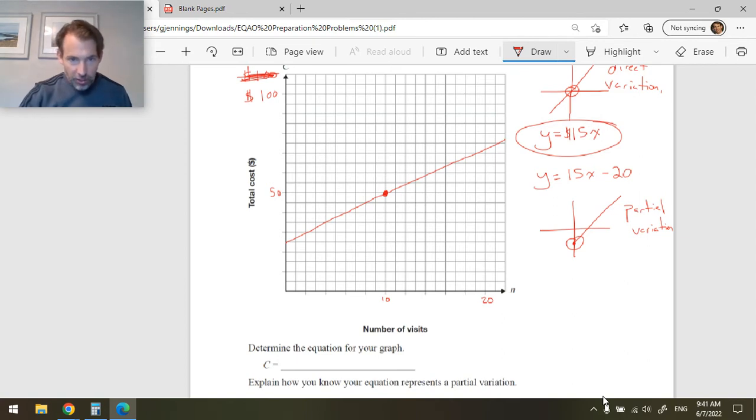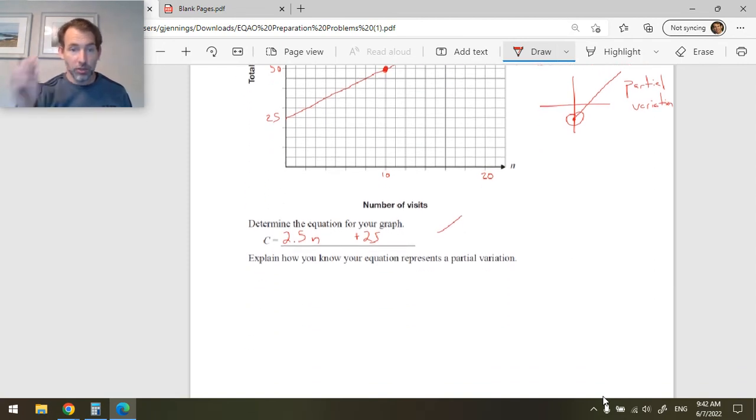So this is 25 here, and so it will be C equals something plus 25. The b value is 25, and then what's the rise and the run? Well, it rose by $25 after 10 visits, so that would be 2.5 times the number of visits plus $25. There, done. Explain how your equation represents a partial variation.